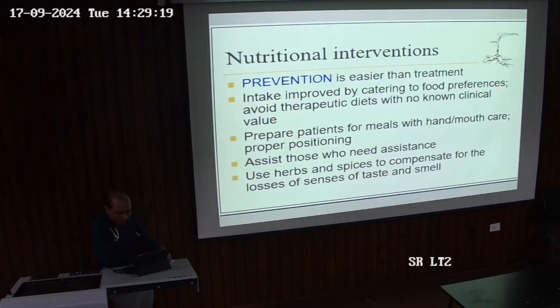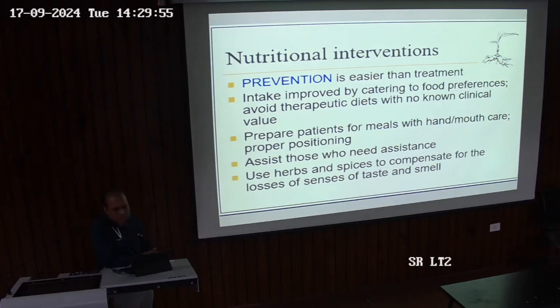So prevention is better than cure. Prevention is easier than treatment, and intake is improved by catering to food preferences. Avoid therapy diets. There are many diets, the NASH diet and DASH diet are available. But rather than following a specific diet pattern, those food materials which are easily available and preferable to the patient should be provided. Prepare the patient for meals with hand and mouth care and proper positioning. Assist those who need assistance. Use herbs and spices to compensate for the loss of the senses of taste and smell.